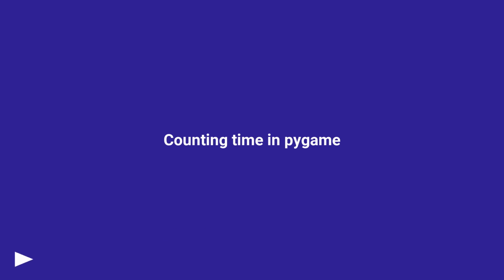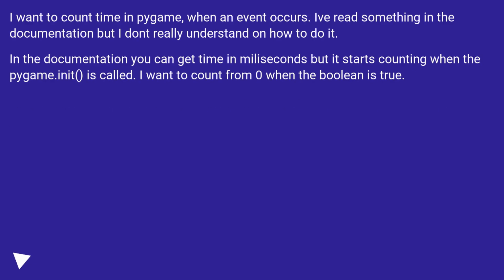Counting time in pygame. I want to count time in pygame when an event occurs. I've read something in the documentation, but I don't really understand how to do it. In the documentation, you can get time in milliseconds, but it starts counting when pygame.init is called. I want to count from 0 when the boolean is true.